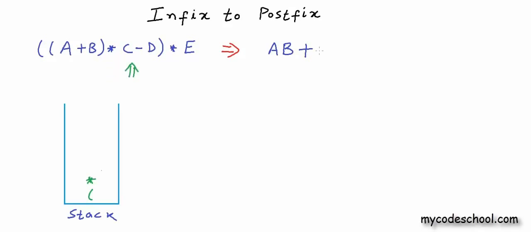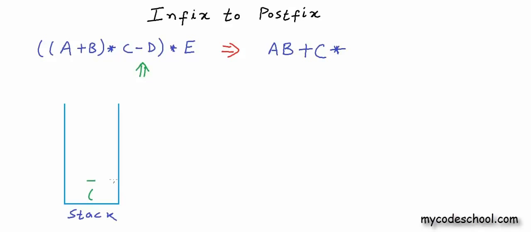Next we have an operand. Next we have an operator. Once again we will look at the top. We have multiplication, which is higher precedence. So this should be popped and appended. We will look at the top again. It's an opening parenthesis, so we should stop looking now. Minus will be pushed now.